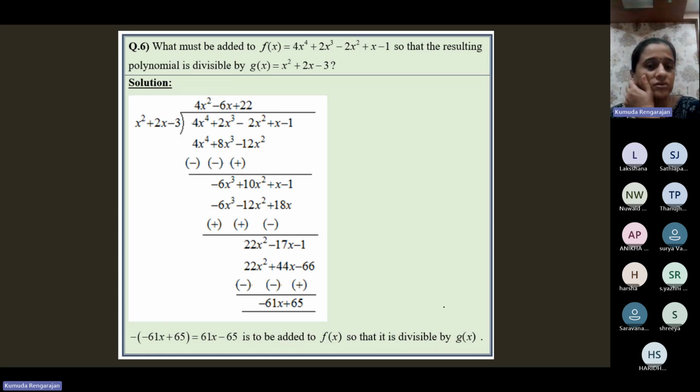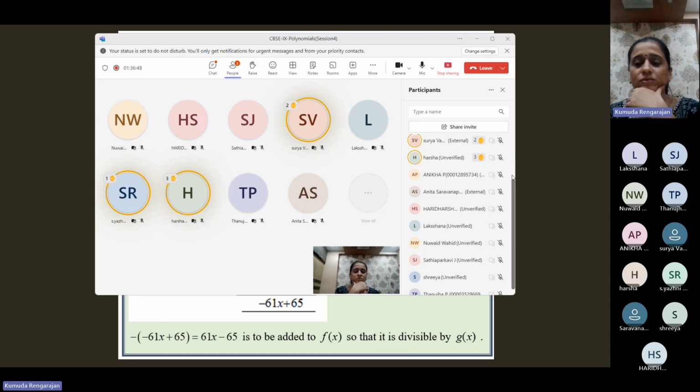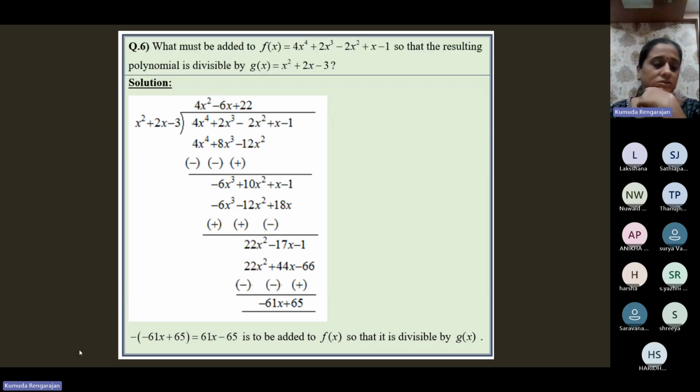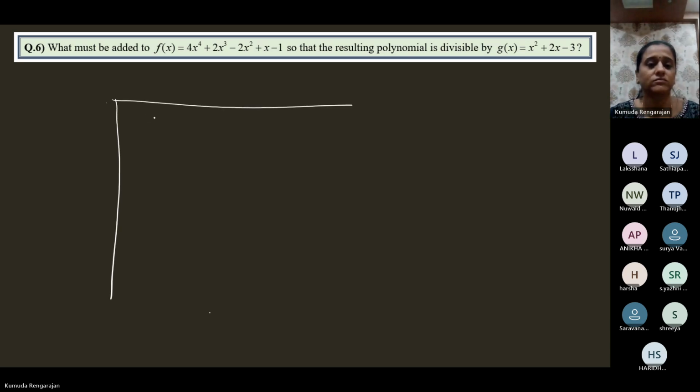Please do this division, children. I think when we did division in this class, some of you were absent. Let's just do it again. Don't write now. I'll just explain this.